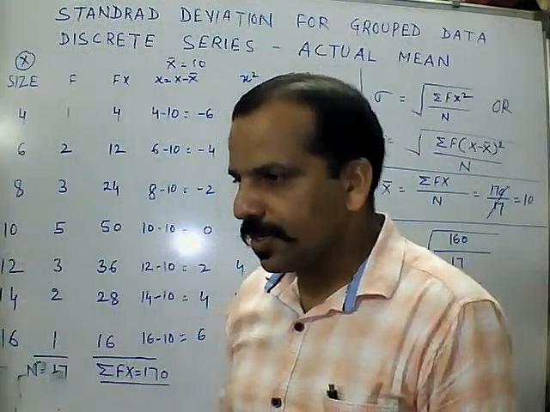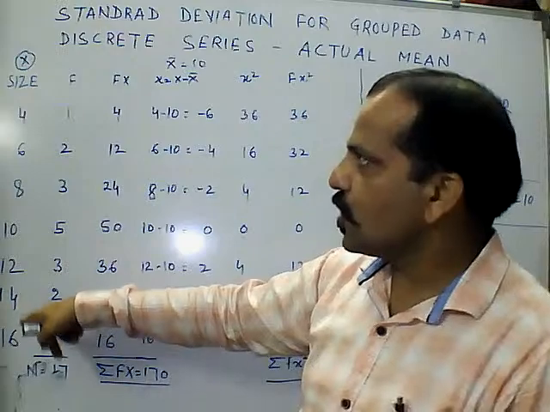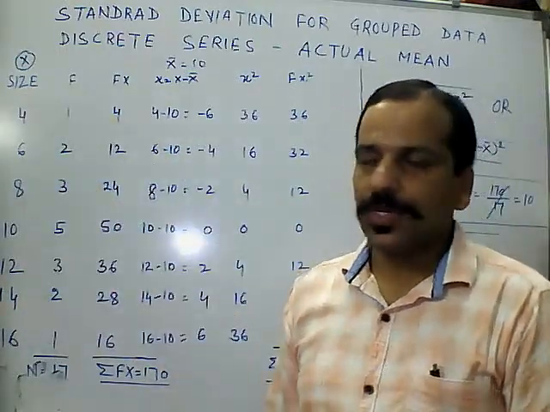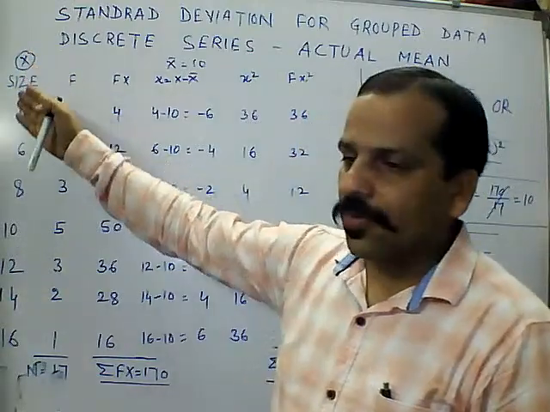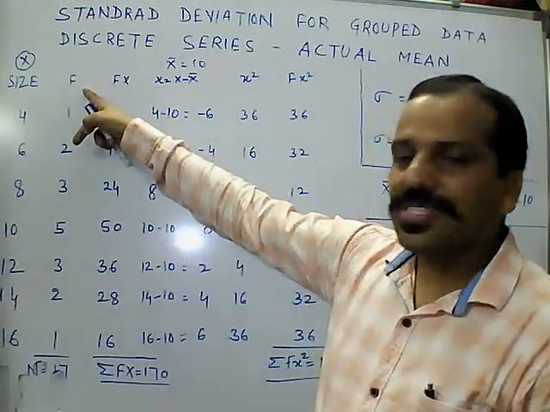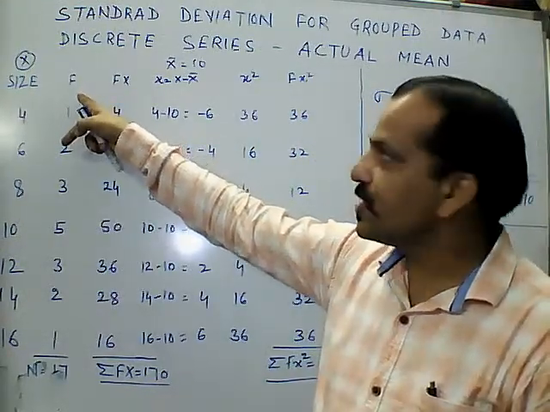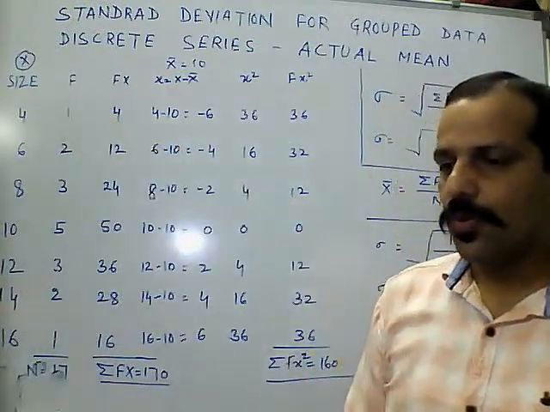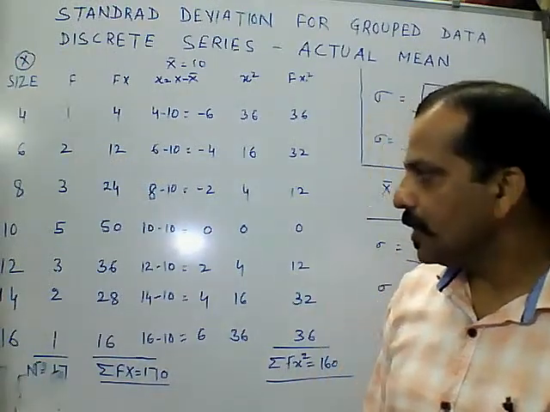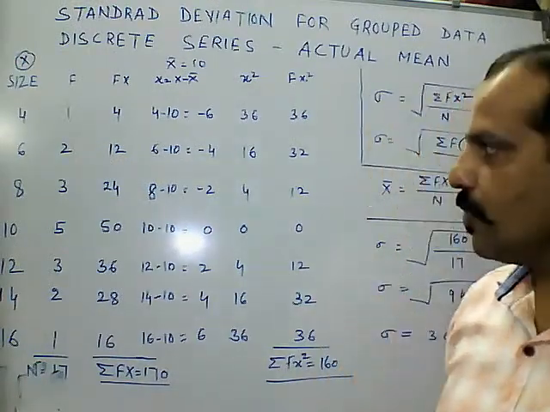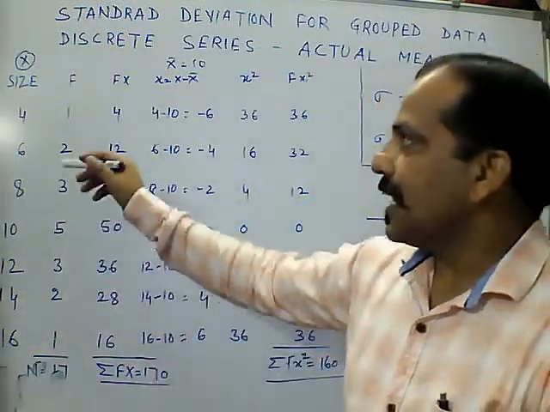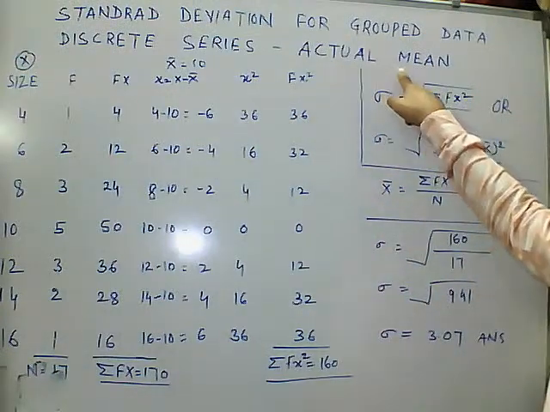First, this question is given with sizes like 4, 6, 8, 10, 12, 14, 16. So size, or we can say data of the x variable. F stands for frequency. The frequencies are 1, 2, 3, 5, 3, 2, 1, corresponding to the sizes.